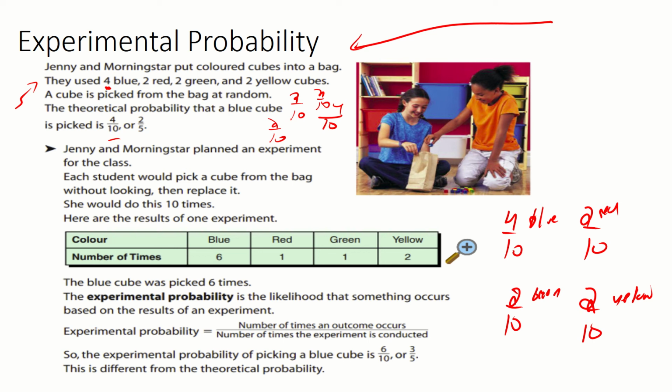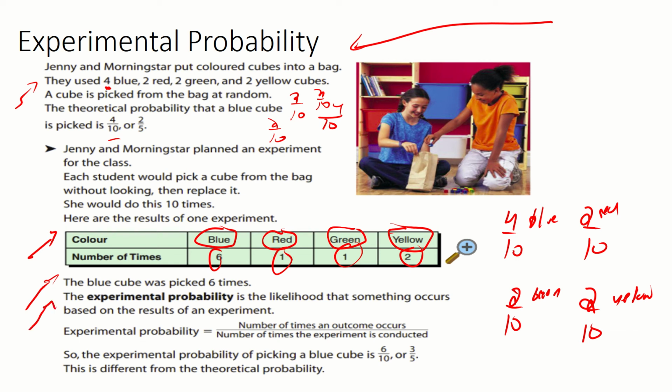Here the graphing isn't as effective as it would be for theoretical probability. But here you have the colors: blue, red, green, and yellow. What we see is that for 10 times, we picked 6 blue, 1 red, 1 green, and 2 yellow. So the blue cube was picked 6 times. What that means is, based on there being 4 blue in that bag, out of these 10 experiments, 6 times we picked a blue cube.